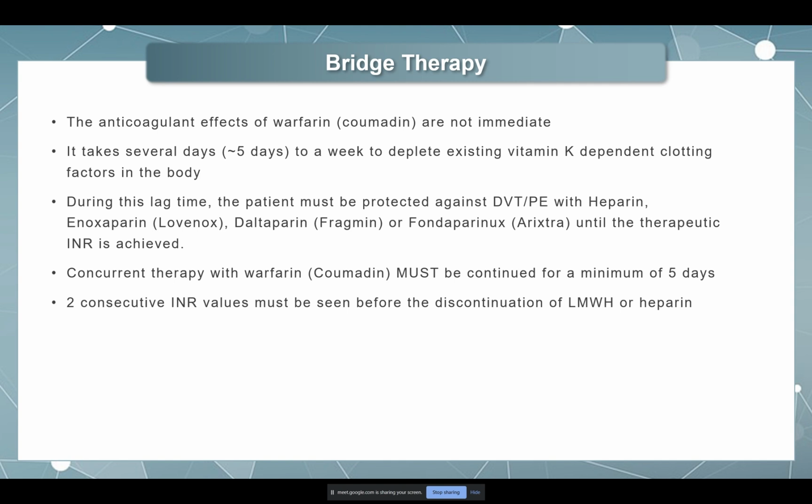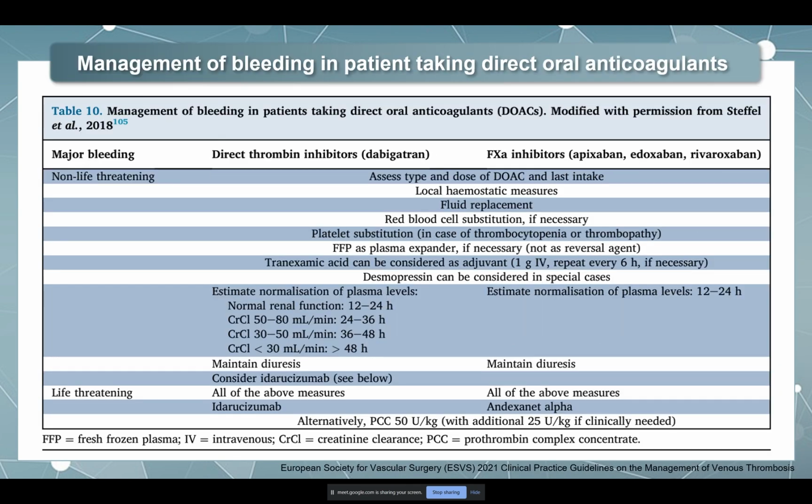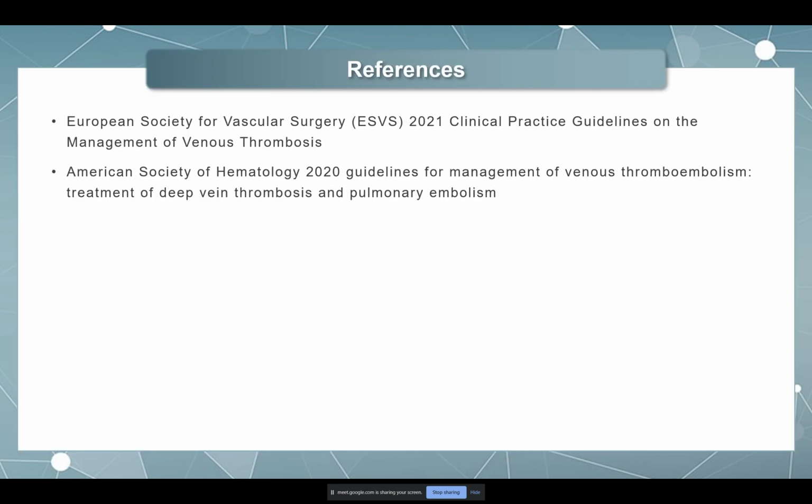This one. No, I took it from the European Society of Vascular Surgery.